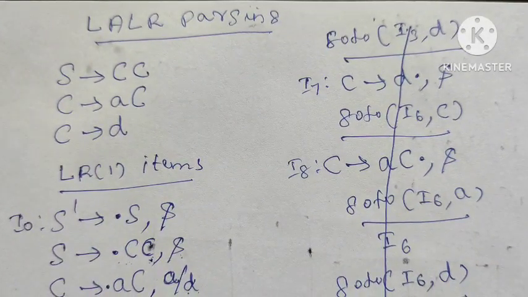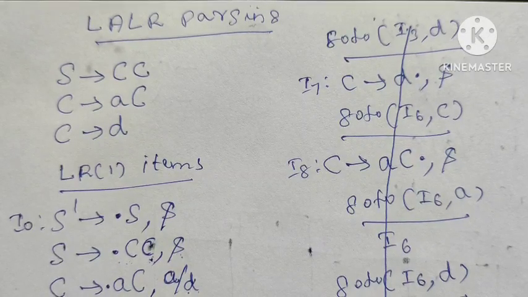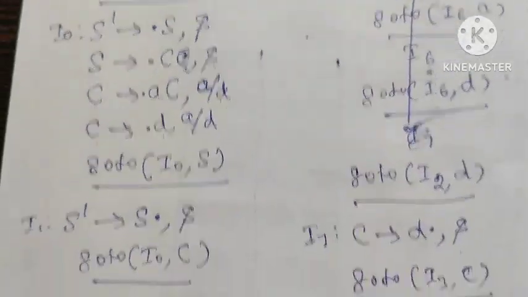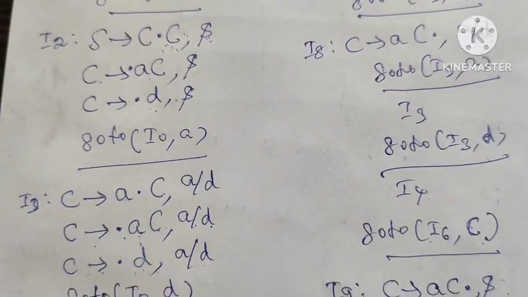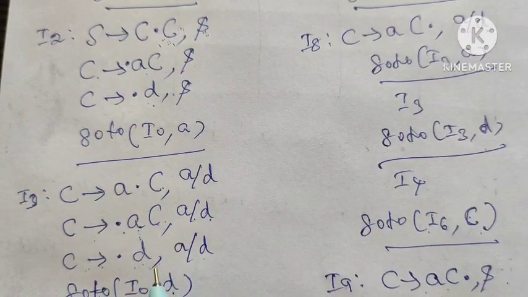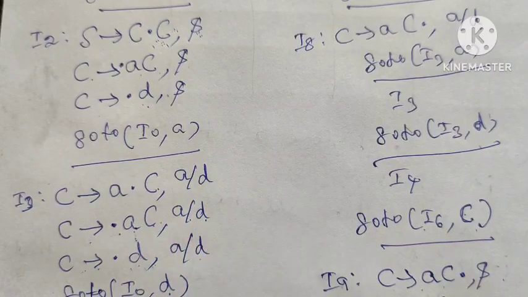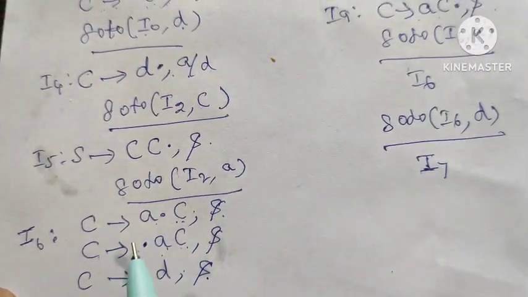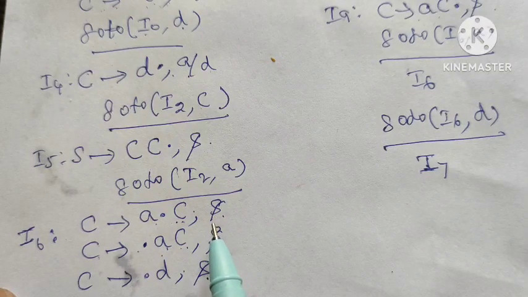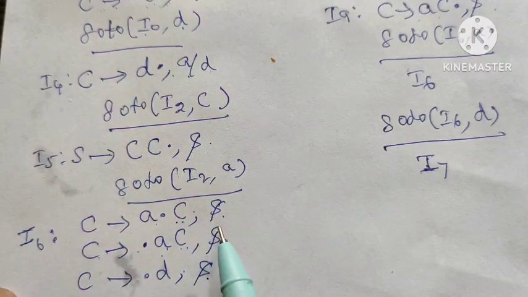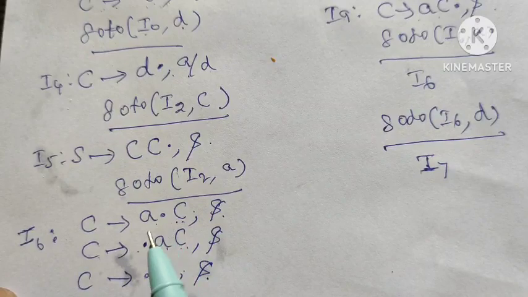The next step is to find productions where there is a change in the lookahead symbol alone. We have to merge such productions. When you look at I3, we have a production C → A dot C, with lookahead A/D. When you go to I6, you can find the same production there, but there is a change only in the lookahead symbol. Except for the lookahead symbol, everything is the same. In I3 you have A/D, and in this case you have dollar. Other than that, these two productions are similar.